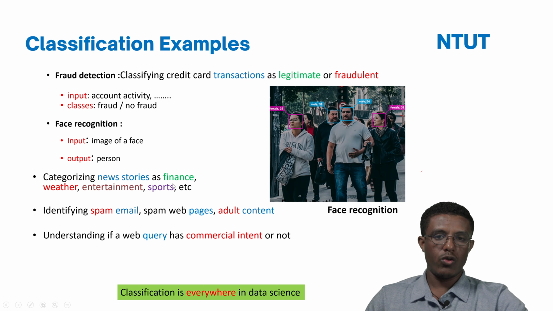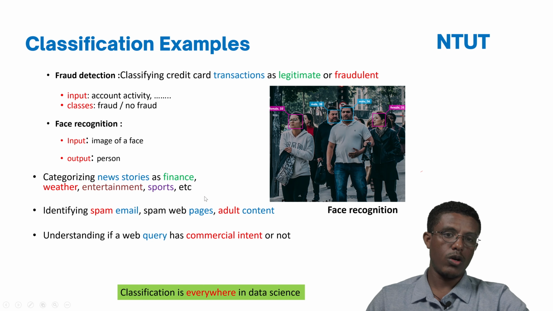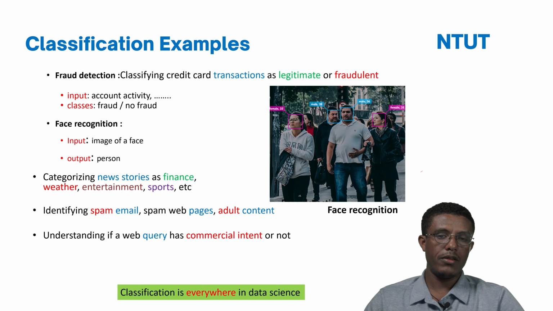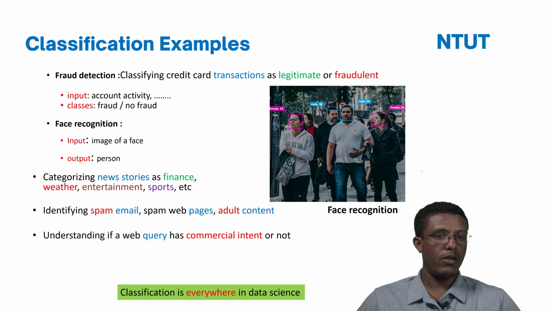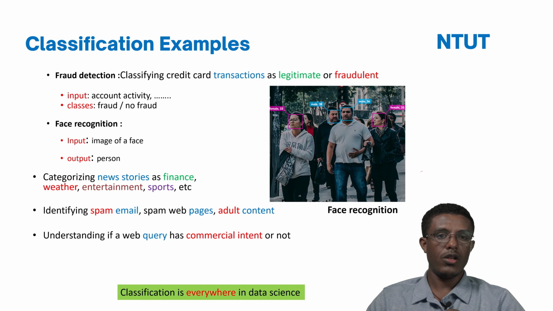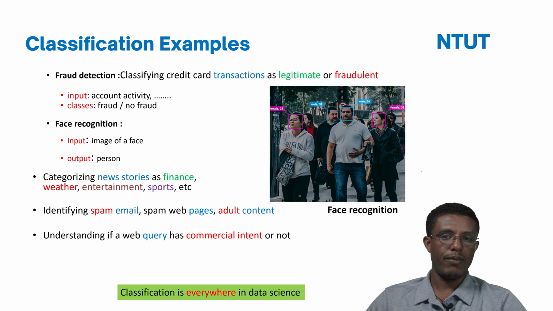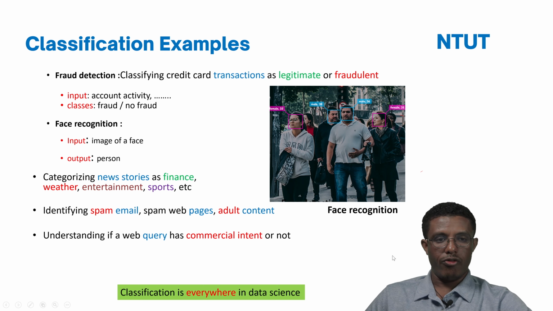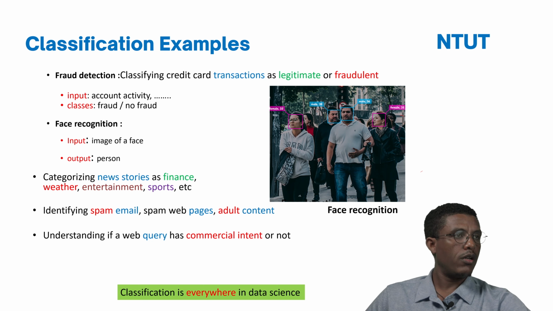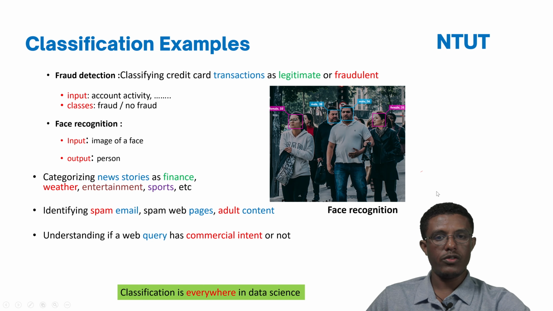Categorize news stories as finance, weather, entertainment, sport. This also appears in natural language processing. If someone is really focused on entertainment, in order to pick entertainment documents, we can classify documents into different categories, and the person can focus more on the interesting parts. So classification is everywhere in data science. We can widely use classification tasks in different tasks or different fields.